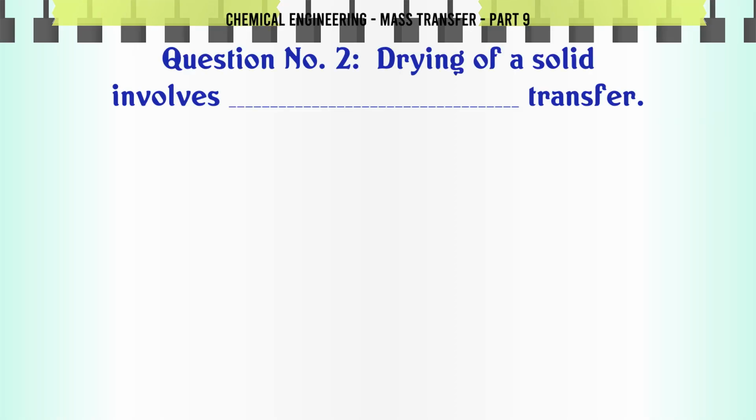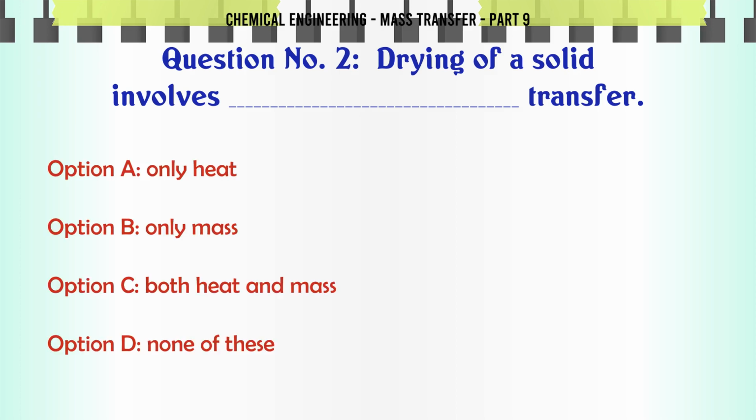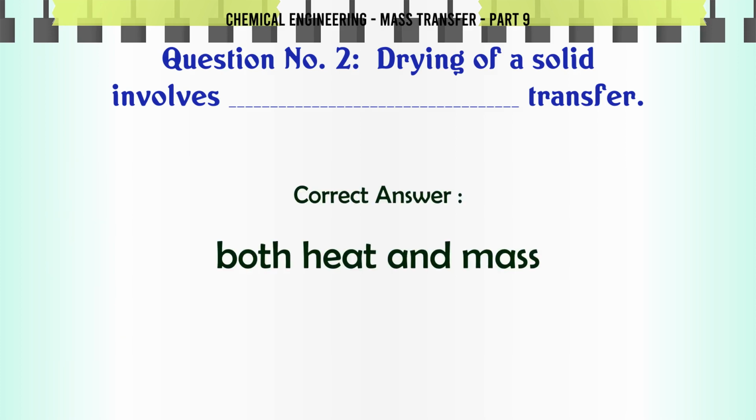Drying of a solid involves transfer. A. Only heat. B. Only mass. C. Both heat and mass. D. None of these. The correct answer is both heat and mass.